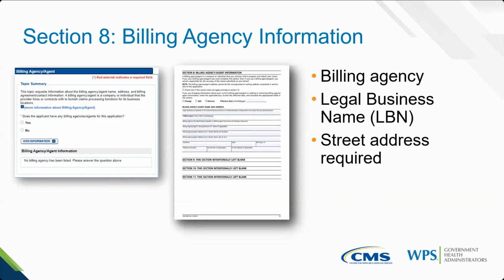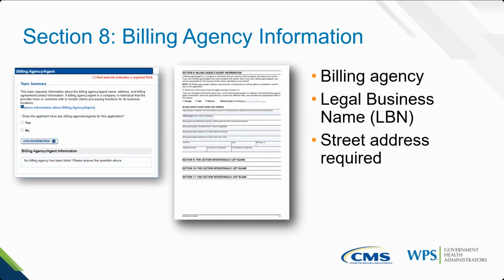The next section will be section 8, and this is billing agency information. If you are using an outside agency to do the roster billing for this mass immunization supplier. So you may not have one if you're doing it in-house. This doesn't need to be completed.